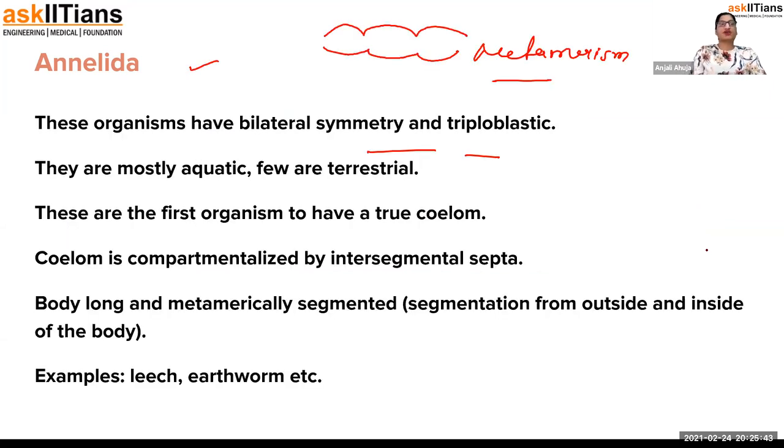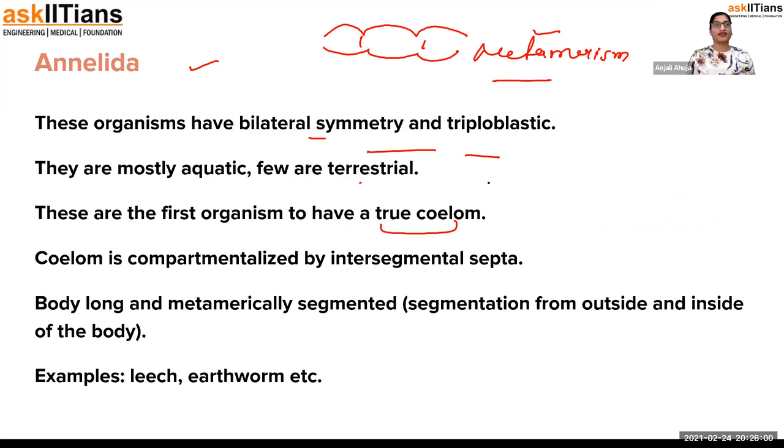Anyways, these organisms have metamerism, meaning their body has different segments which are separated by the septa, and their body parts are repeated in them. They have bilateral symmetry, triploblastic. They are aquatic, a few are terrestrial. They are the first organisms to have true coelomates.